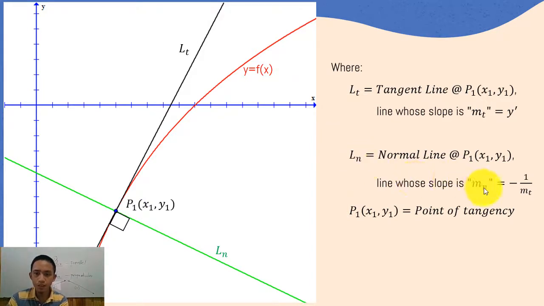The slope of that, since they are perpendicular, recall the relationship of perpendicular lines, that the slope of one is the negative reciprocal of the other one. So we will follow that one. Your slope MN is just the negative reciprocal of your slope in the tangent line. Why? Because they are 90 degrees or they are perpendicular. Okay, that is your point of tangency.